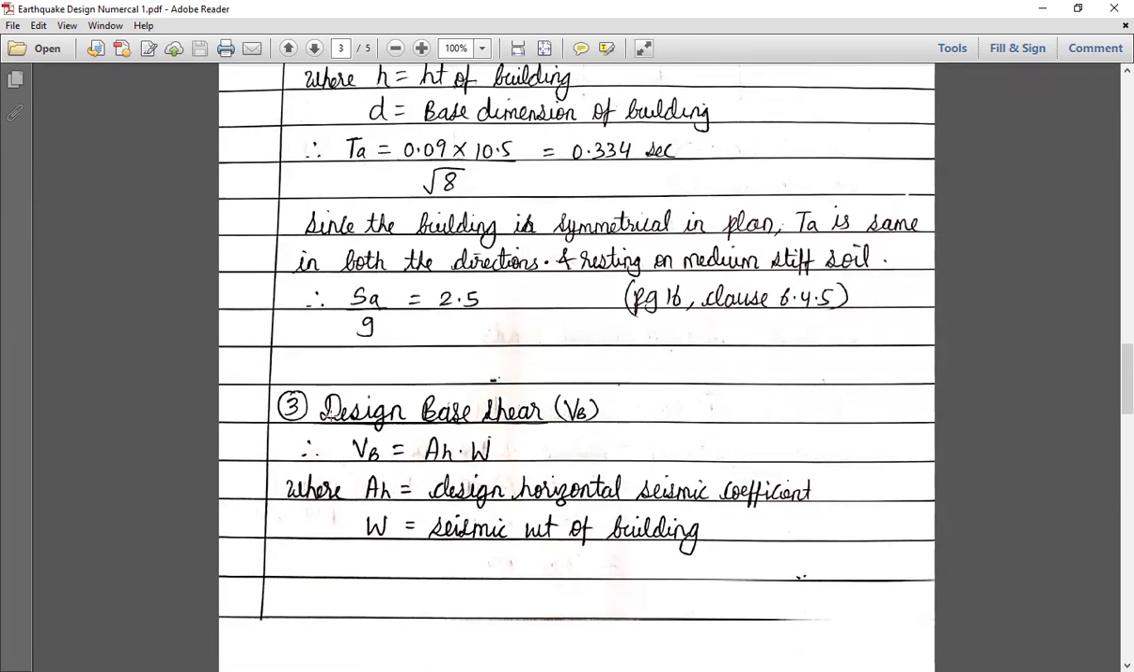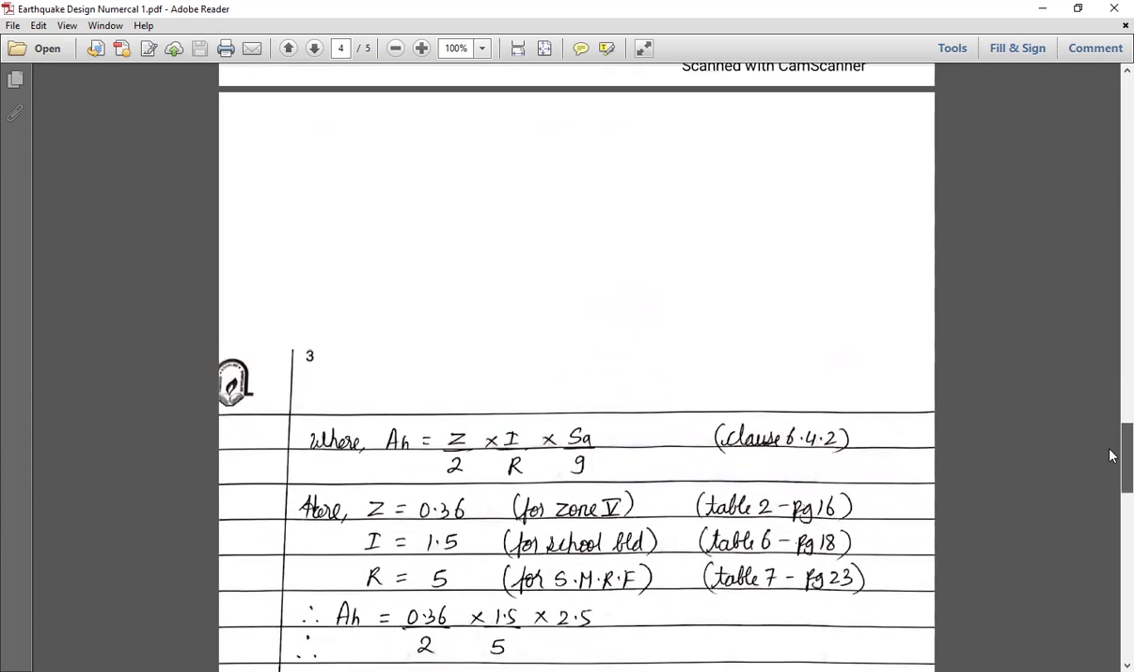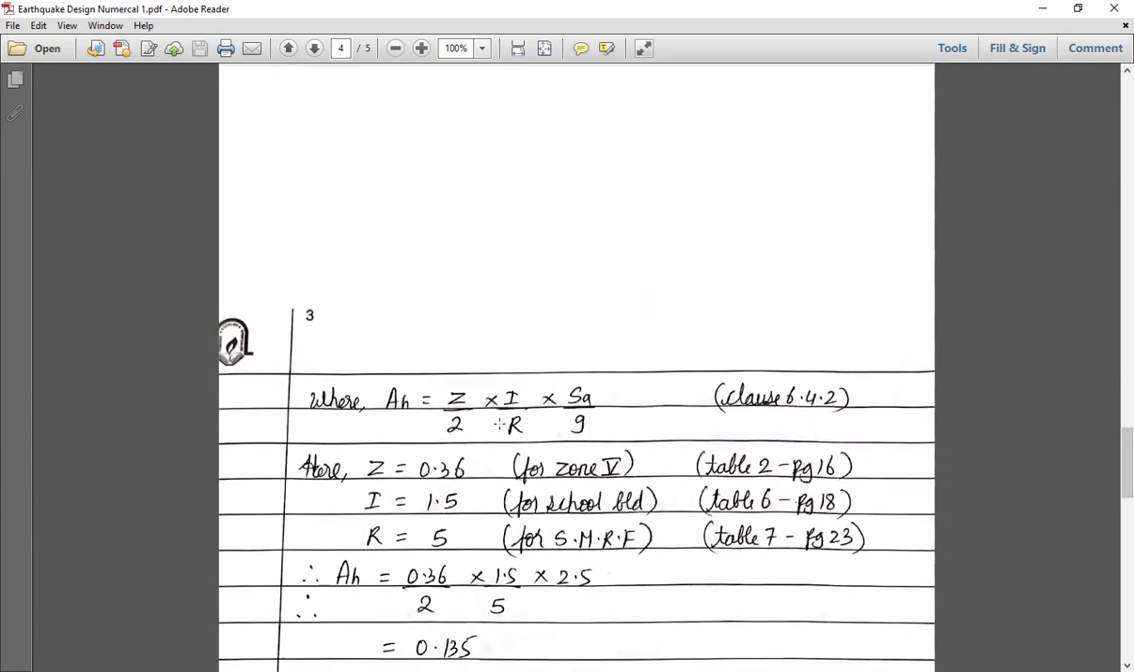Okay, so ultimately this is the value we want. That is the reason we first calculated the seismic weight of the building. So to get the base shear, we have the seismic weight of the building, but we don't have the design horizontal seismic coefficient, which is given by AH. So now let us find out the value of AH. AH is given by Z by 2 into I by R into SA by G. Okay, this is given in clause 6.4.2.